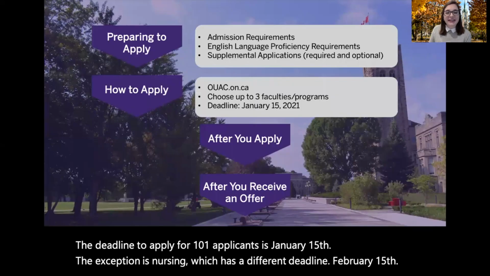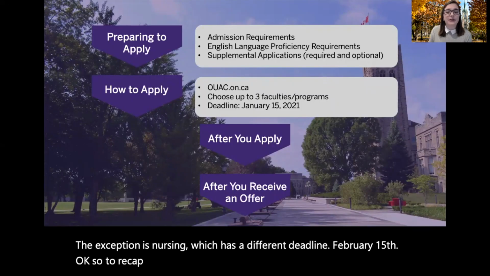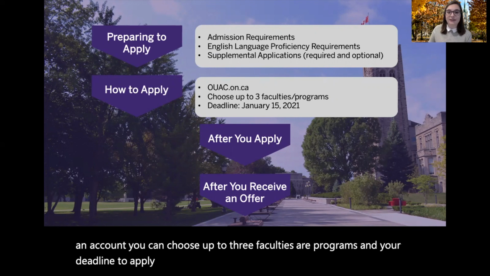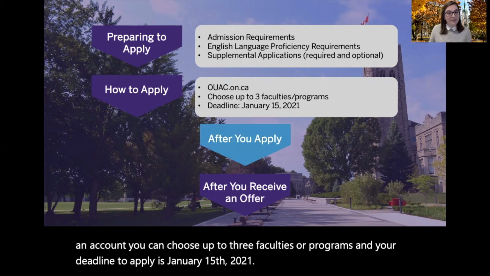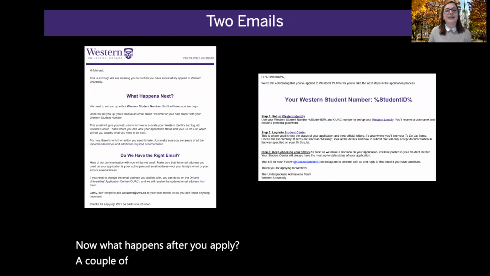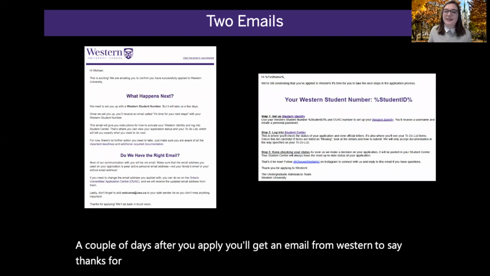Okay, so to recap, you will apply to Western on the OUAC website by creating an account. You can choose up to 3 faculties or programs, and your deadline to apply is January 15th, 2021. Now, what happens after you apply? A couple of days after you apply, you'll get an email from Western to say thanks for applying. Think of this email like a receipt.